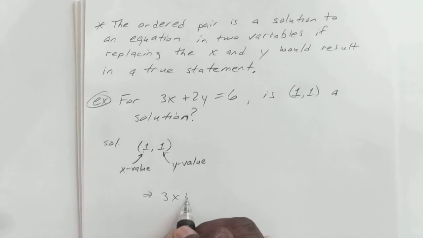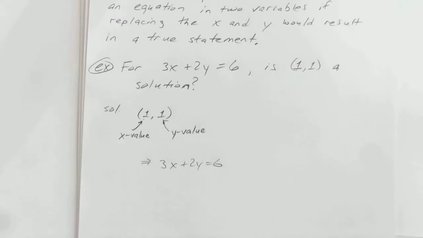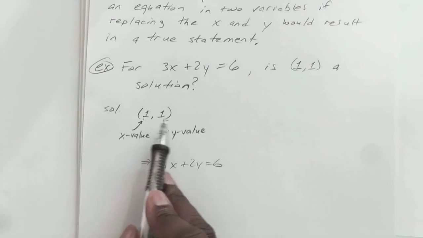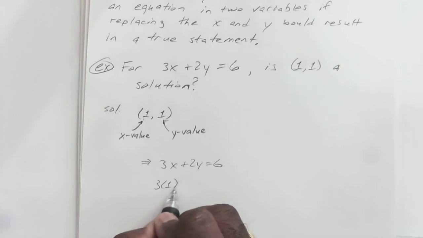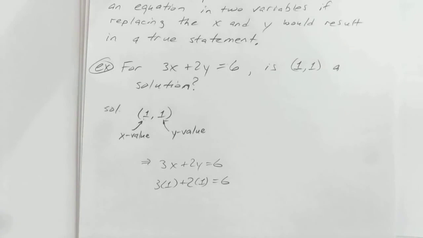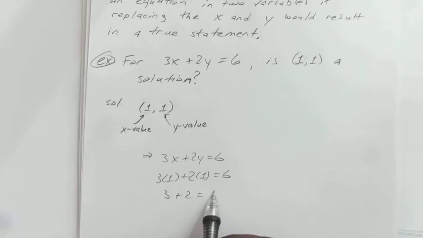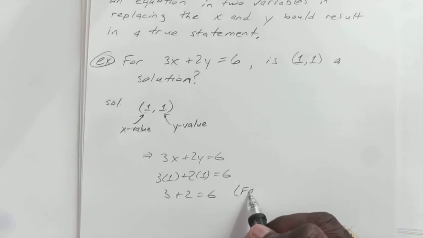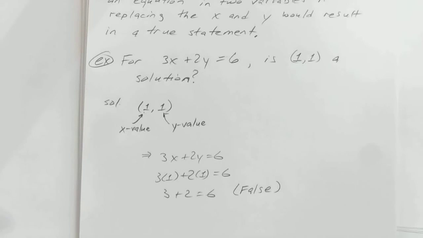So 3x plus 2y equals 6. If we replace x with 1 and y with 1, it's 3 times 1 plus 2 times 1 equals 6, which gives us 3 plus 2 equals 6, which is false. Okay, so we know that 1, 1 is not a solution.